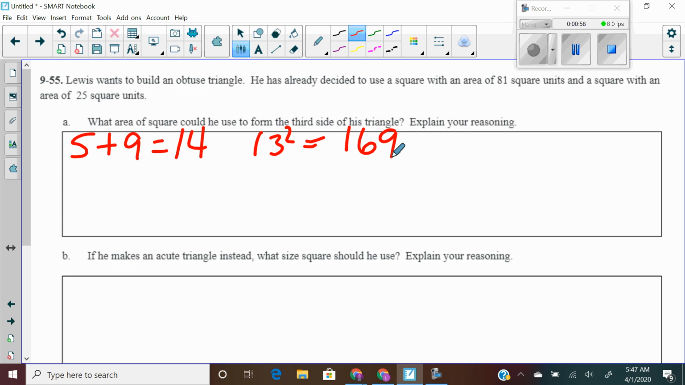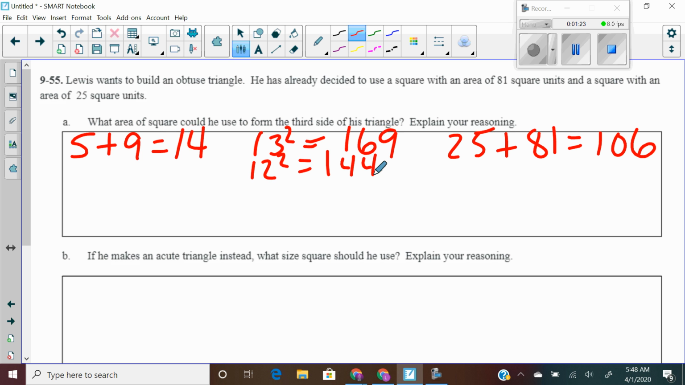So I do 25 plus 81. When I do 25 plus 81, I get 106. So 106 is less than 169, which makes an obtuse triangle. So 169 would work. So let's see if 12 would work. 12 squared is 144, which is still greater. So 106 is less than 144, still makes an obtuse triangle. So any of these would work.